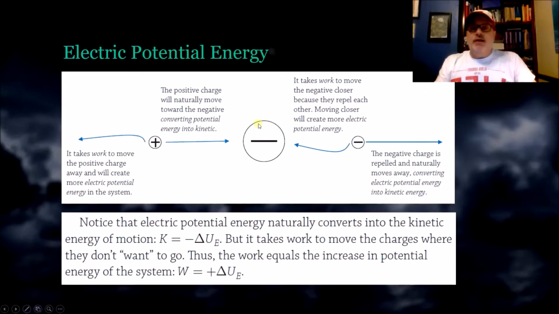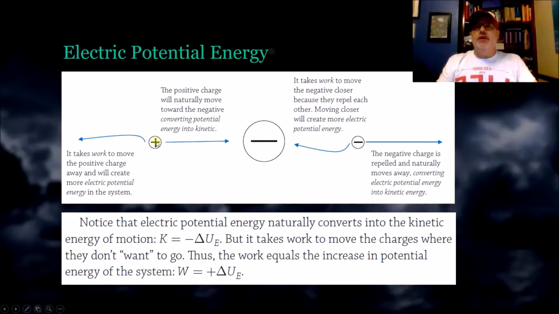So here's what we have. I have a negative charge in the center now. This negative charge wants to naturally go away. It will naturally convert electric potential energy into kinetic. It would take work to place it closer. The amount of work it would take to place it closer would be equal to the increase in electric potential energy that it would gain.